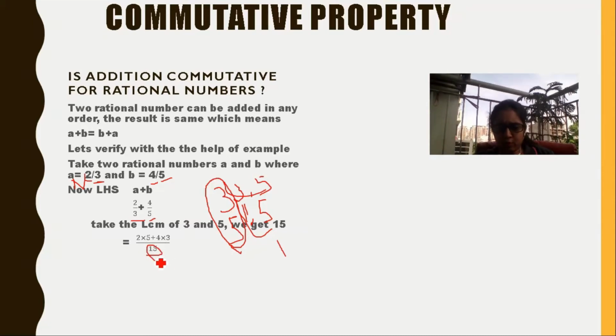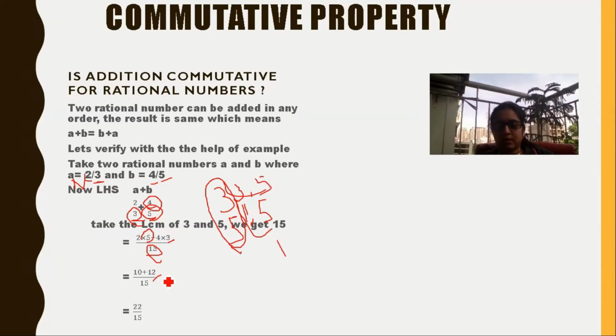So we put 15 here, and then in the next step we divide 15 by 3, which gives 5. Then we multiply the 5 by 2. In the same way, in the next number we divide 15 by 5. When we divide 15 by 5, we get 3, and then we multiply the 3 by 4. So in the next step we get 5 into 2, 10, plus 4 into 3, 12. When we add 10 plus 12, we get 22. Our answer is 22 upon 15.